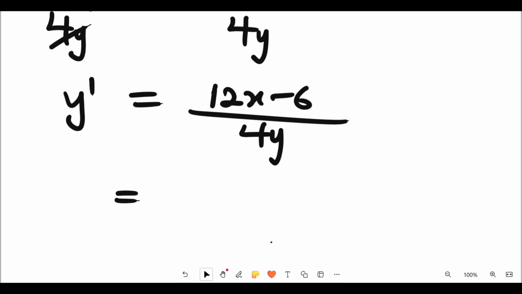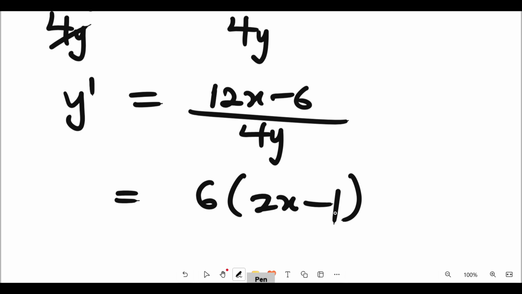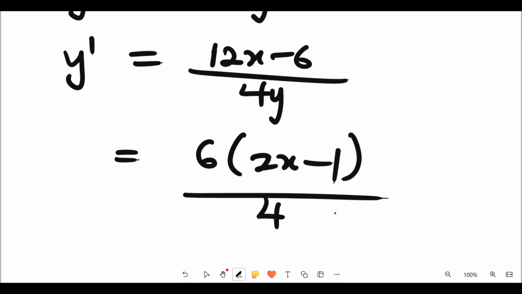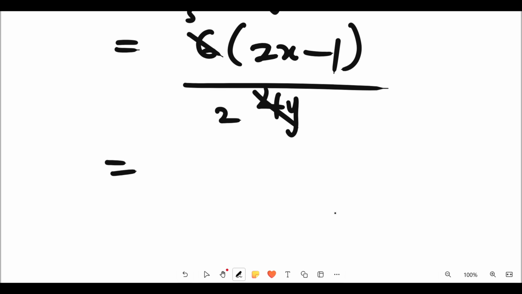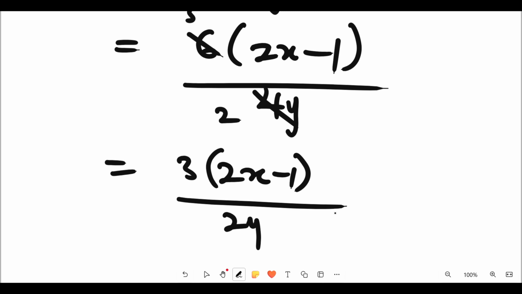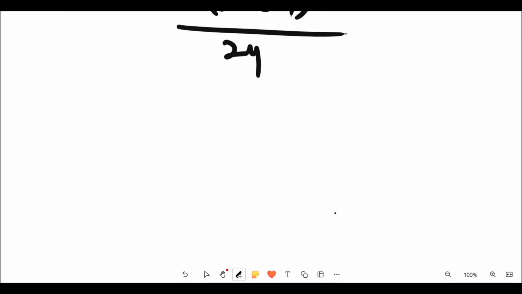We can simplify. You see that in the numerator we have the highest common factor to be 6, so we can bring 6 out. Then here will be 2x minus 1, divided by 4y. 2 divides 4, we get 2. 2 divides 6, we get 3. So we get the answer to be 3 times (2x minus 1) divided by 2y. So this becomes our dy dx.